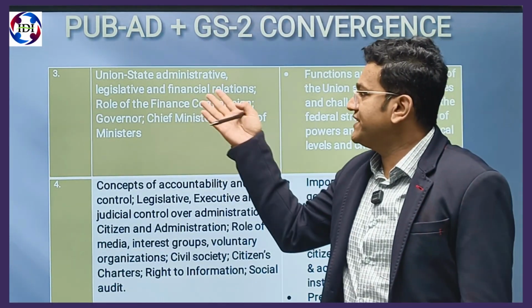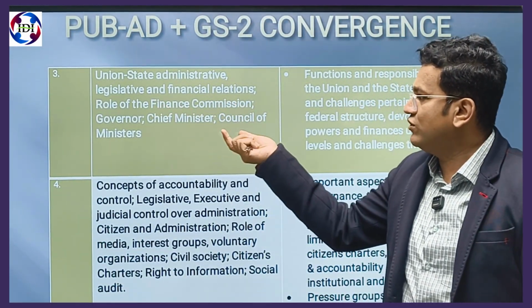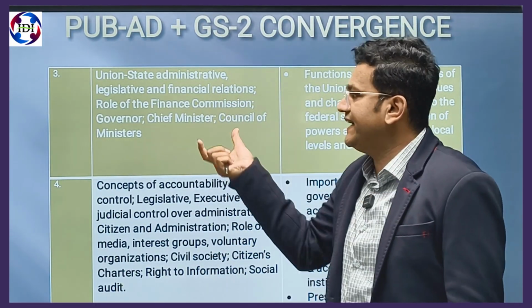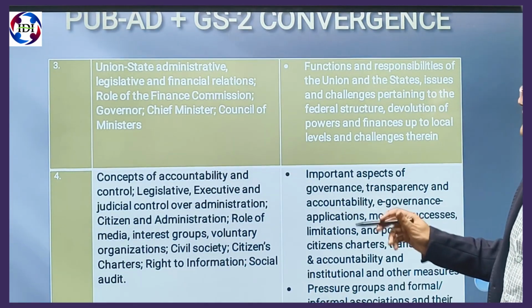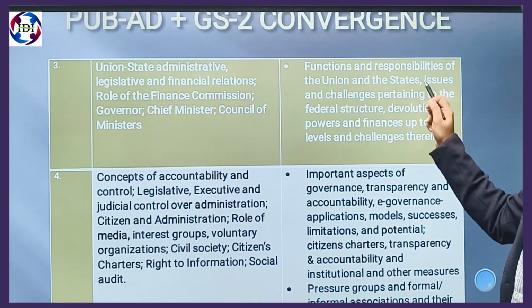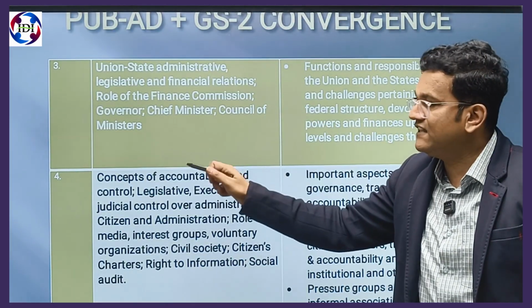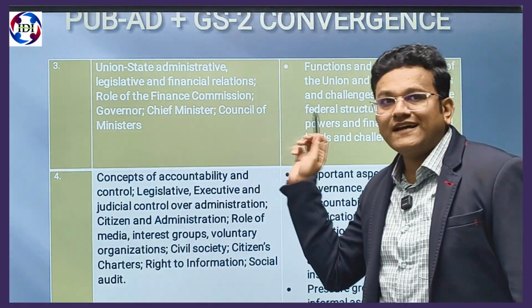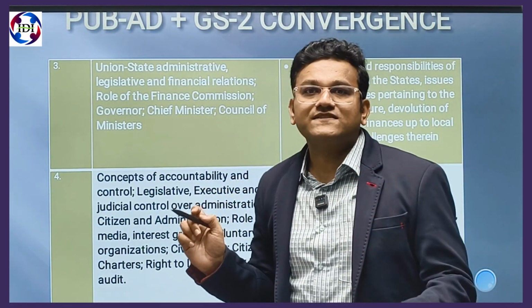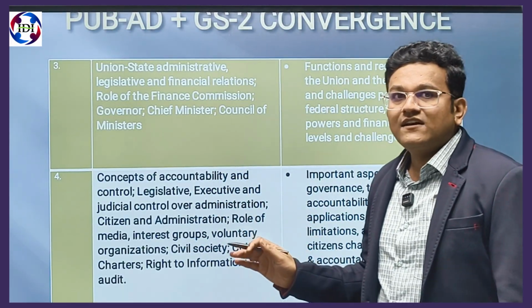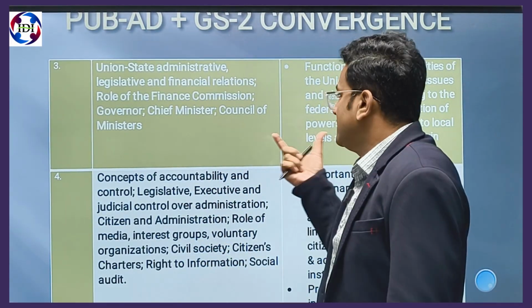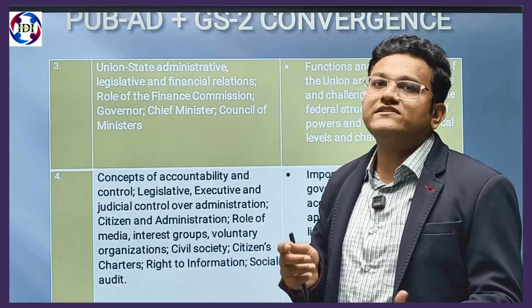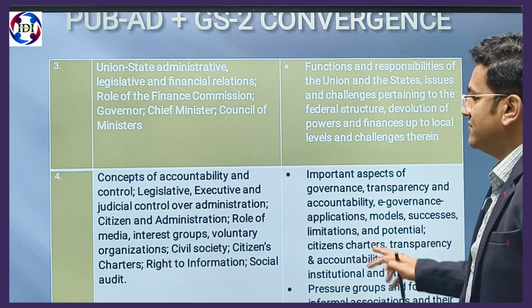Then unit 3, union, state, administrative, legislative, financial relations, role of finance commission, governor. So basically the federalism related topics and the state government related topics. See, functions and responsibilities of union and states and issues relating to federal structure. These are federalism related topics, issues relating to federal structure, powers, devolution, challenges, etc. Direct. So a little bit of language difference is there, but topics are as it is. I can show you the same questions also, which are appearing on the PubAd as well as GS portions. So questions are also same or similar.